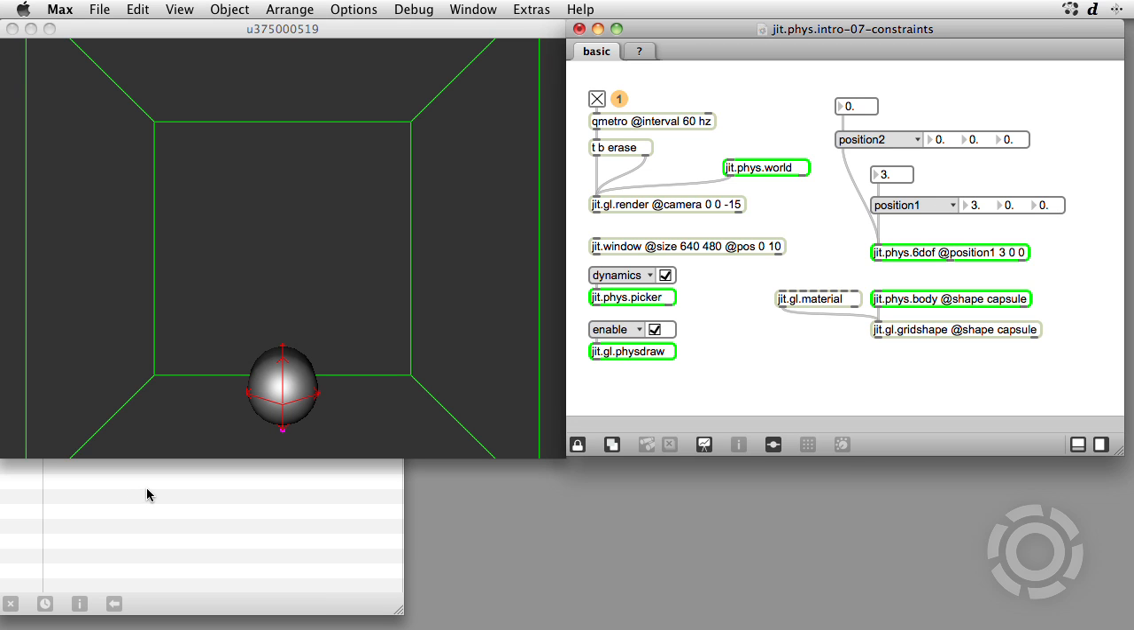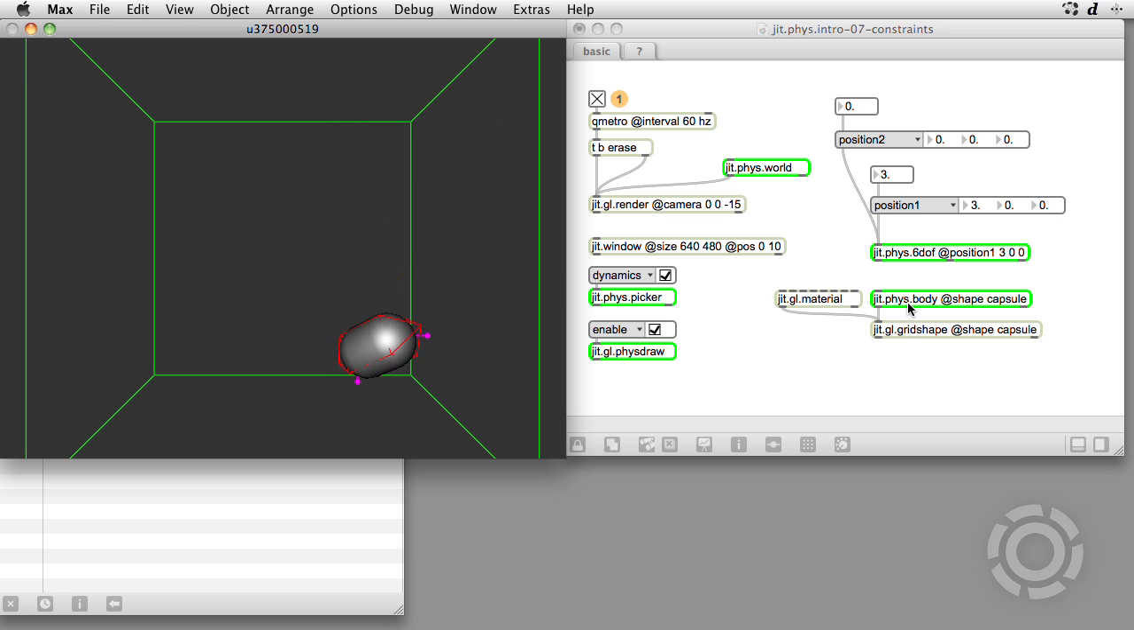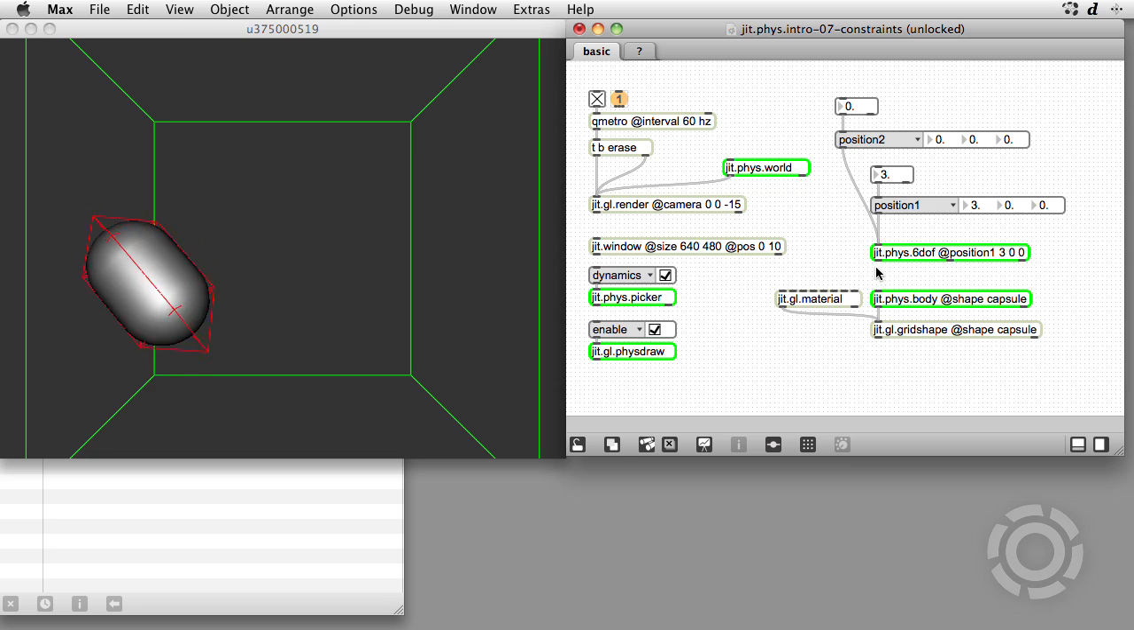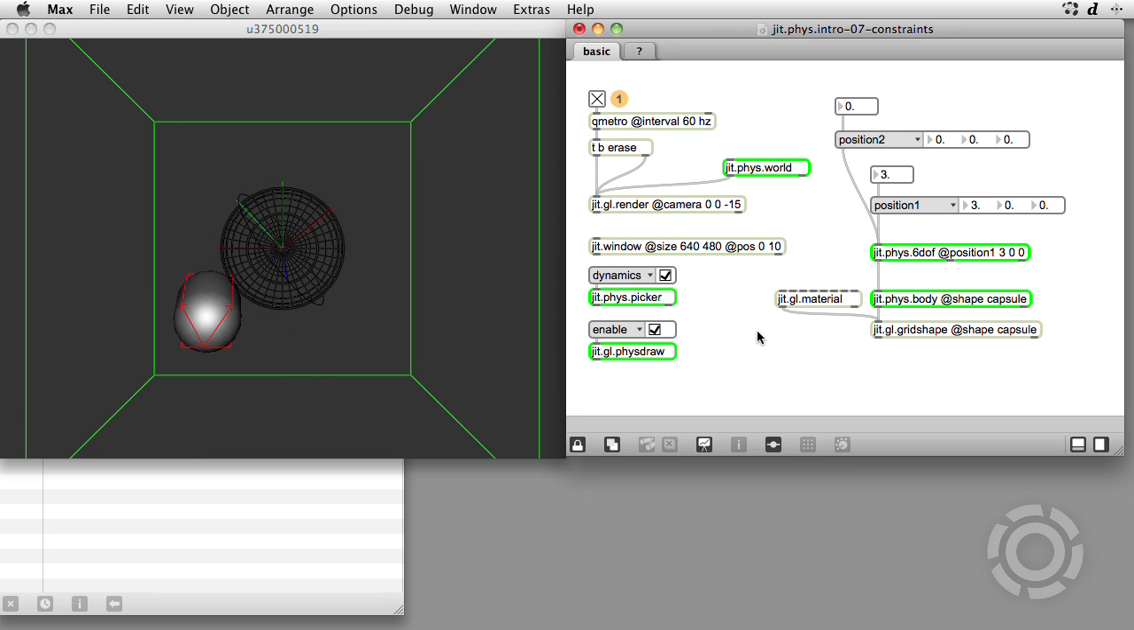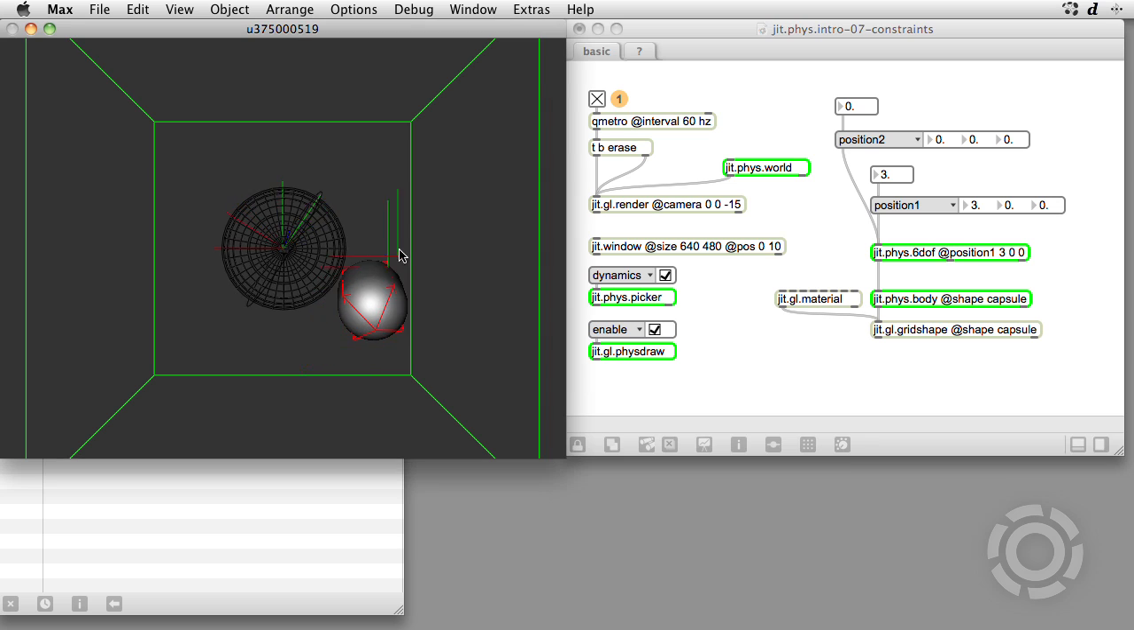Let's take a closer look at the idea of constraints. Here is a capsule-shaped grid shape and body floating and spinning freely. We attach a constraint object, jit.phys.6dof, and suddenly the body is attached to a single point in space. We can still point it in any direction, defined by the x, y, z axes, and we can still rotate it around any of those three axes, so we do have 6 degrees of freedom, even though it's tethered or constrained to one point in space.